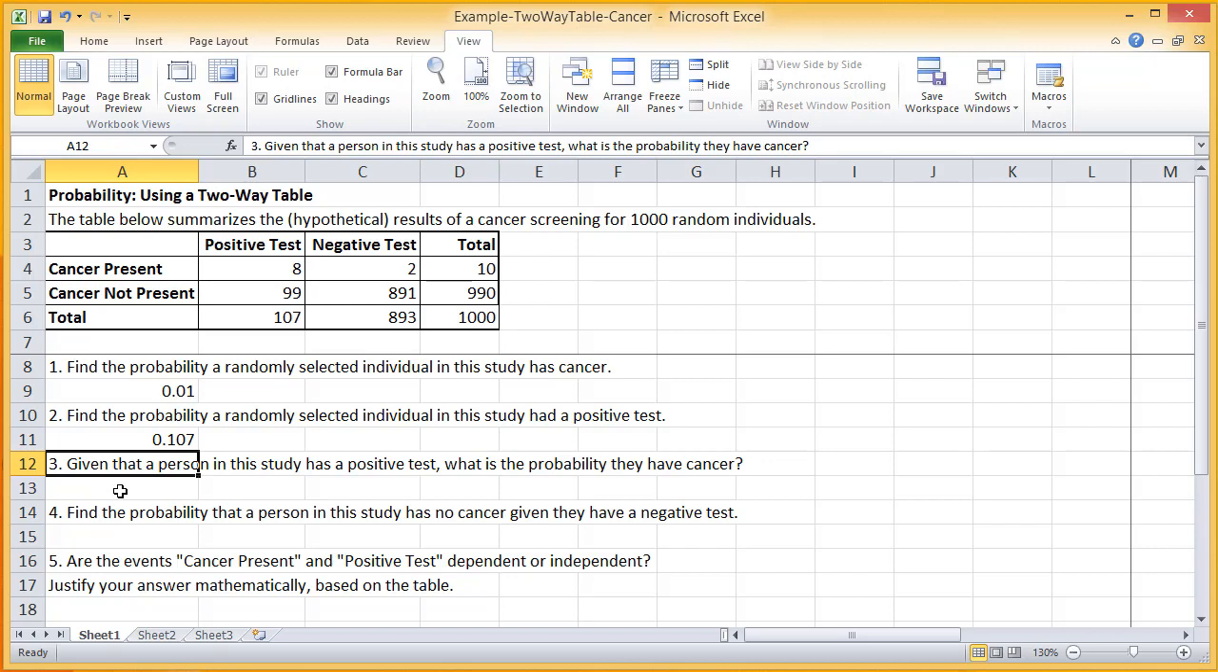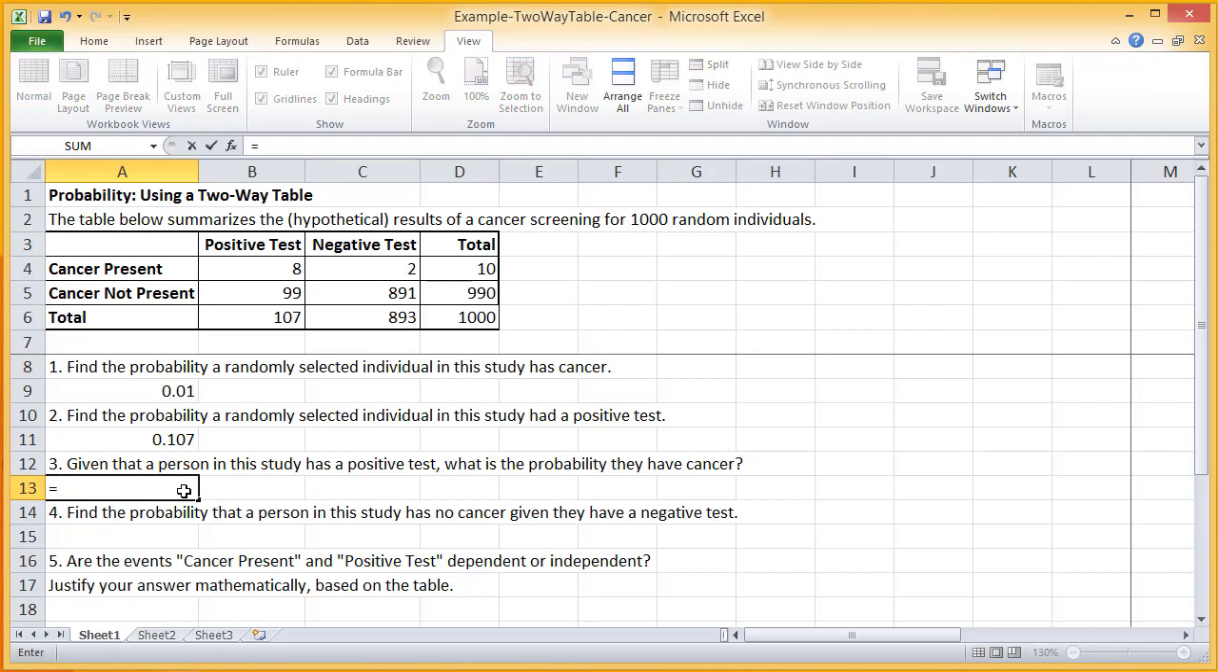No longer are we picking out of everyone in the whole study. We're only picking from among the ones who have the condition after the word given. So here we have given what? Given that the person has a positive test. So we're only picking from the ones in the study who had a positive test. In this situation, from the table, we see the total under positive test is 107. 107 people had a positive test, and that's all we're picking from. So the denominator is 107.